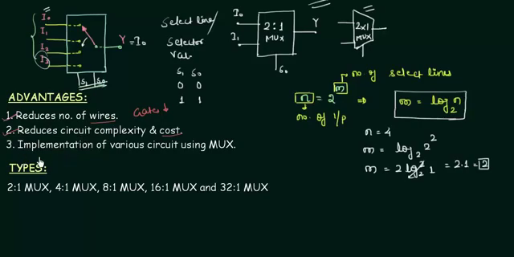Now the third point is the implementation of various circuits using the MUX, which I have already explained, and it is the most important thing about multiplexers. When you write your exam, definitely one question from the MUX tree, that is, implementation of a bigger MUX by using smaller MUXes, will be there, and also the implementation of a given logical expression by using the multiplexer is very important in your exams. So this is all about the advantages of the multiplexer.